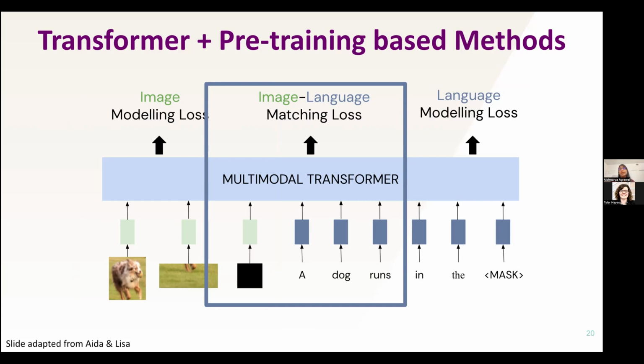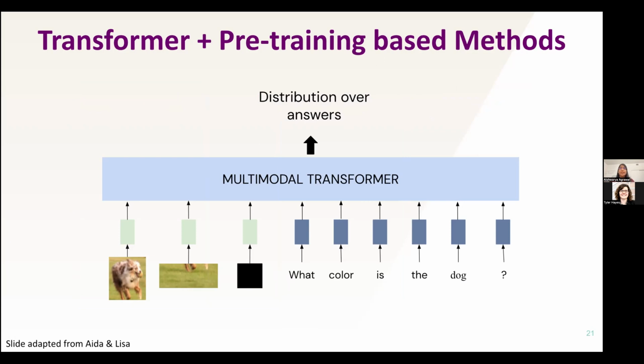So trying to predict whether this caption and given image match with each other or not. And more recently, we have started using contrastive loss inspired by Clip for this particular image text matching head. So for all these three losses, there is interaction between vision and language. So you're learning this joint representation, which is visual linguistic representation. So that was the pre-training stage.